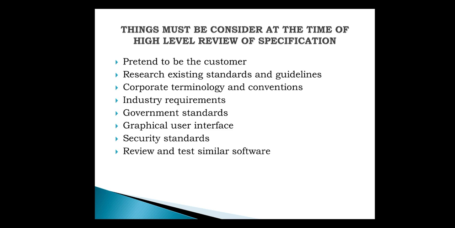Second is to research existing standards and guidelines. To test an application, you need to check what existing standards are available and what guidelines there are to implement the application, to keep our application up to the mark, up to the standards, and up to the guidelines. Next is corporate terminology and conventions. You need to follow the corporate terminology and conventions also. You need to follow the industry guidelines, fulfill the industry requirements, and follow the government standards.